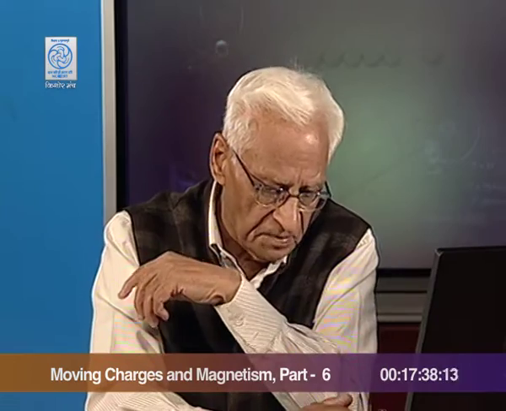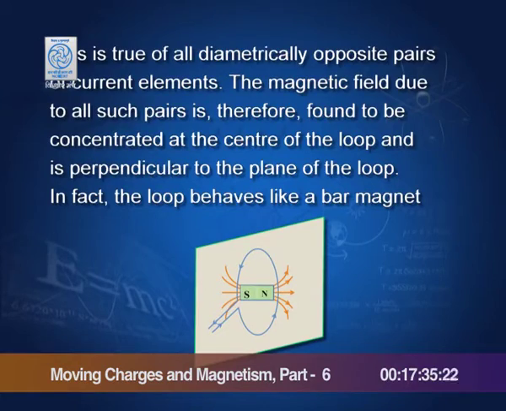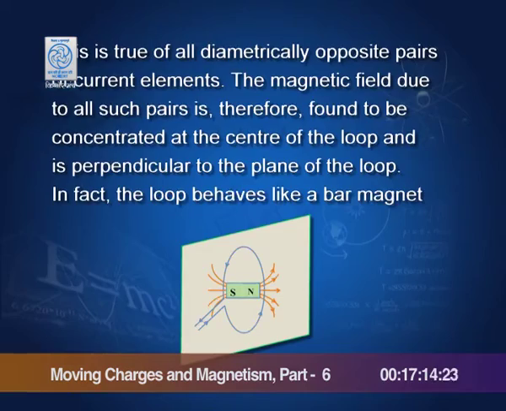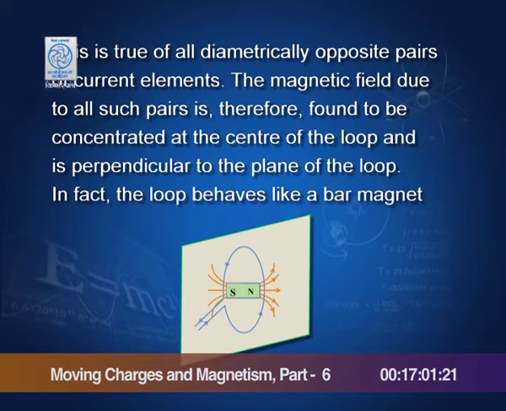And now we can find the magnitude of this field also. Not only is it true of these two, this is true of all diametrically opposite elements. They all reinforce the fact that the magnetic field at the center is perpendicular to the plane of the loop. In fact, the loop acts just like a short bar magnet, a magnetic dipole. How to find the poles we shall see in a moment.